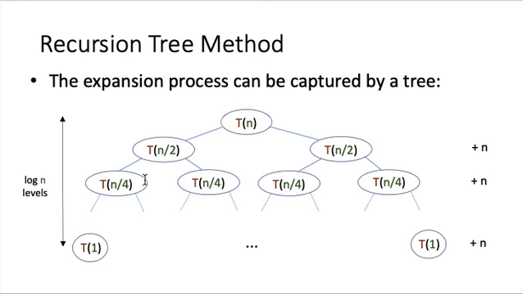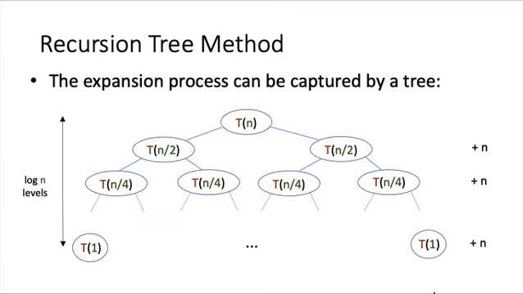If we collect all the things that we are going to add when expanding this term and this term, then after collection, it is plus n here. If we continue this process, we will get another level, and then we will have plus n, and so on and so forth. After log n levels, we will reach T(1) here, and then we do not do any further expansion. So T(n) is equal to the terms that we add here, plus all the leaves, T(1) here.